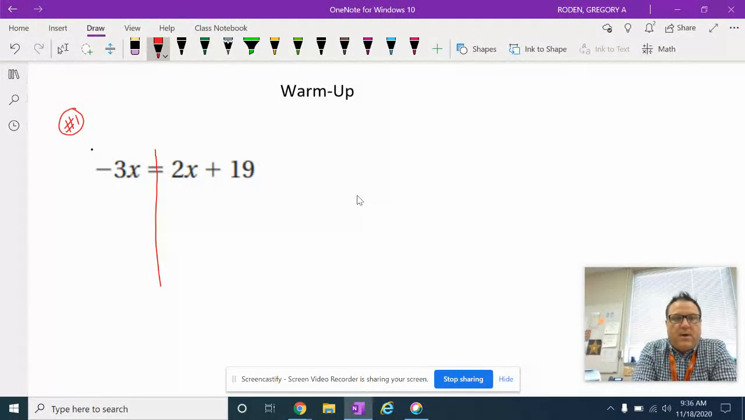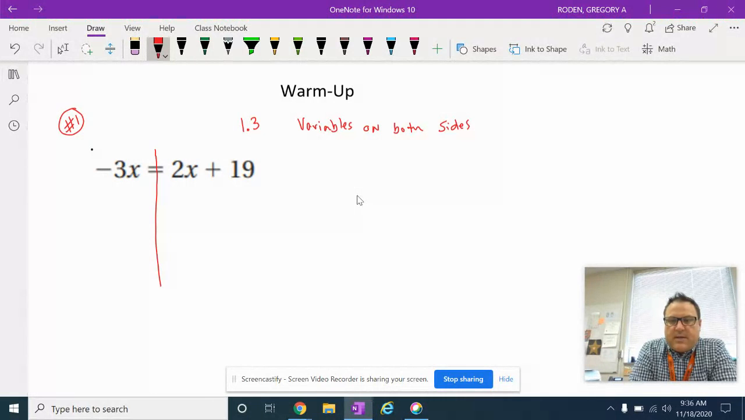So number 1, I want to solve for x. And this is coming from section 1.3, solving equations with variables on both sides. Now, I have my little way of doing it that I had you do in your notes. It's just my method, and I found this to be easiest.